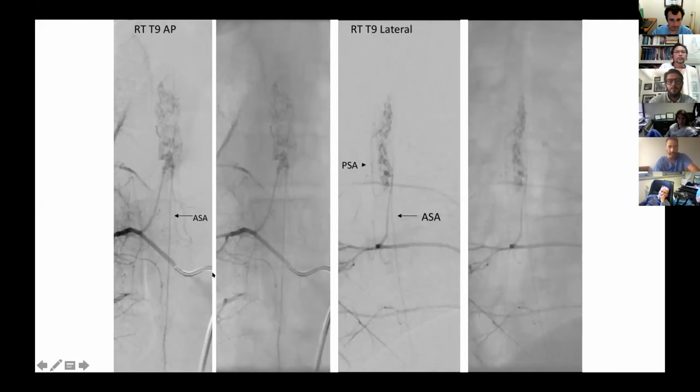I don't have the left T9 injection, but there's a posterior spinal from the left T9, which is right here, radicular PL artery. So he was symptomatic, so we did feel like he needed treatment. In our cerebrovascular conference, it didn't seem like there was a surgical option. I just wasn't sure whether I would be able to treat him or not, given the diffuse nature of the nidus.